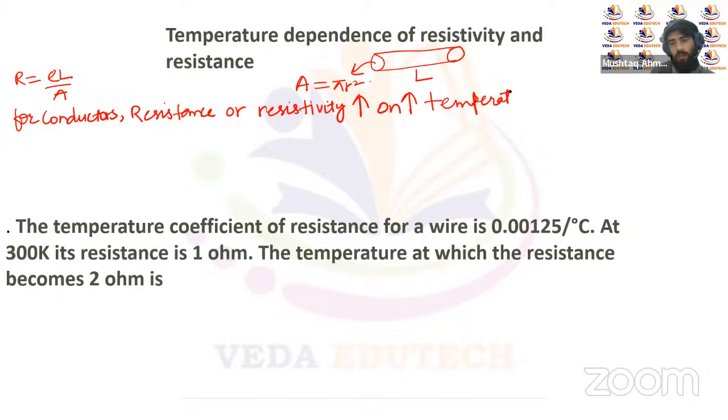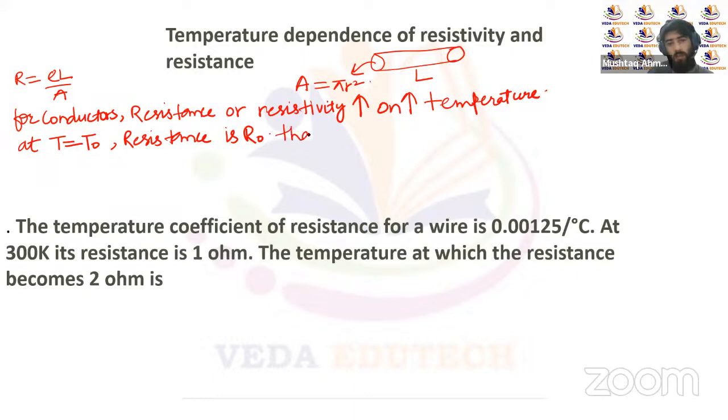So on increasing the temperature of a conductor, resistivity as well as resistance increases, right? So it means that there must be some relation between the resistivity or resistance as a function of temperature, right? Not time. So let's suppose at temperature T equal to T naught, the resistance is R naught.